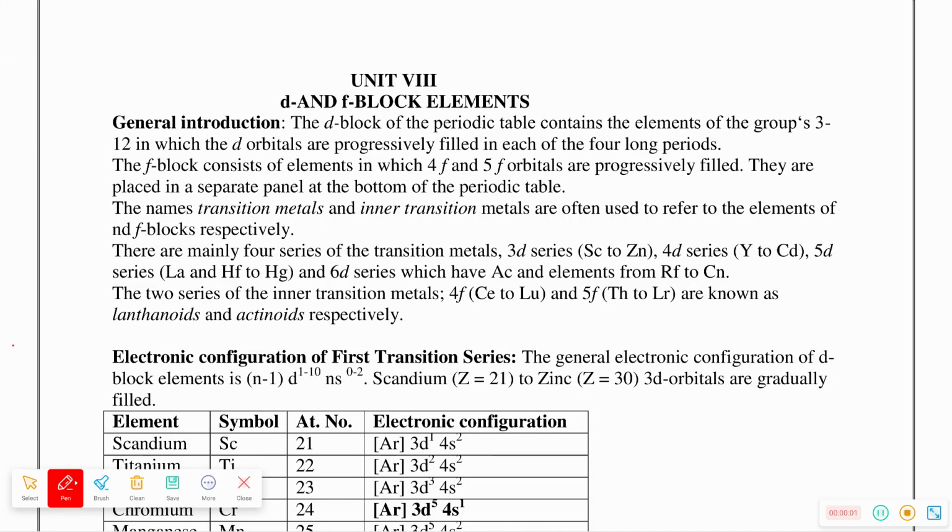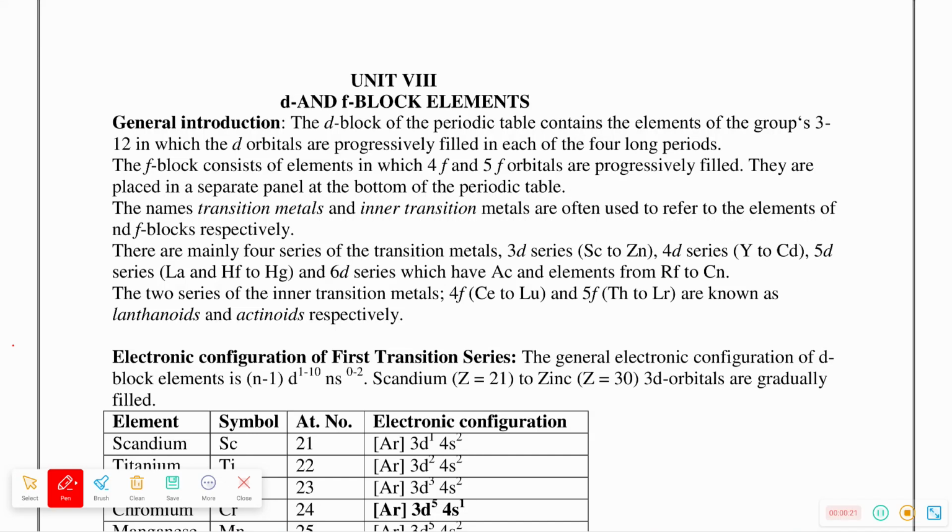So chapter 4, D and F block elements. Okay. So first you know that D block elements means the last electron entering into D subshell is called D block elements. In the periodic table, the position is in between S block elements and P block elements.